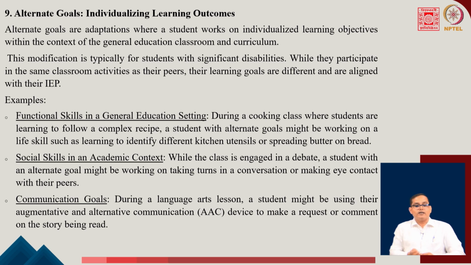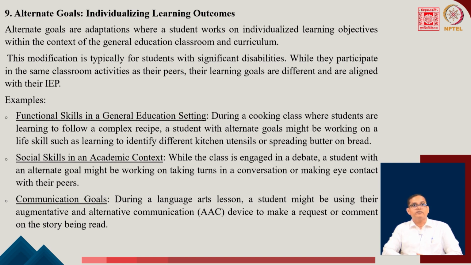The next one is alternative goals, that is individualized learning outcomes. Alternative goals are adaptations where a student works on individualized learning objectives within the context of the general education classroom and curriculum. These modifications are typically for students with significant disabilities while they participate in the same classroom activities as their peers. Their learning goals are different and are aligned with their IEP.